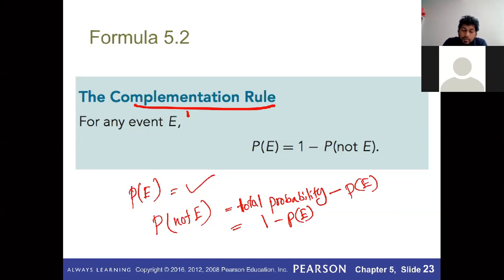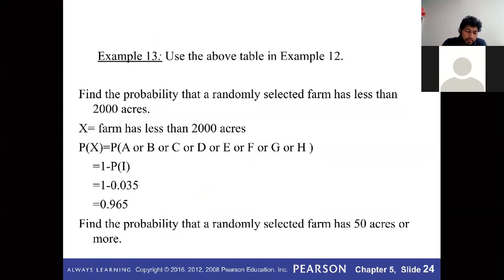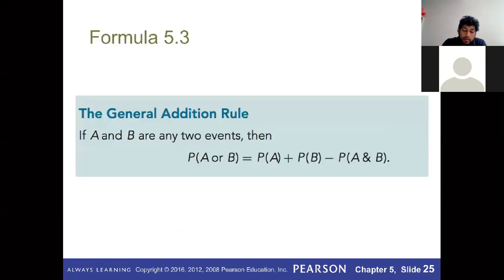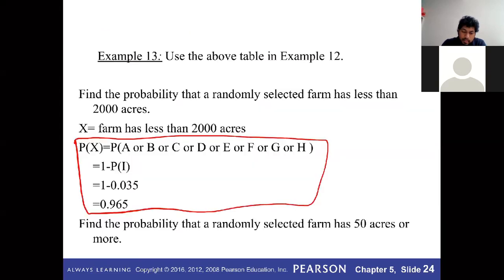Same thing they have mentioned here on the other side. Probability of E, you can find as 1 minus probability of not E. They are equal. You can find the probability of E if you know the probability of not E, or you can find the probability of not E if you already know the probability of E. I'm not going to do this example. This example clearly mentions how you need to use this complement rule. There is another rule.